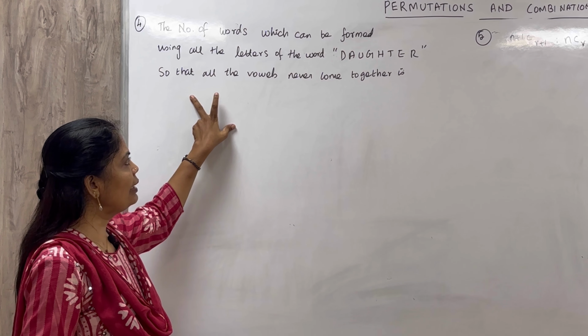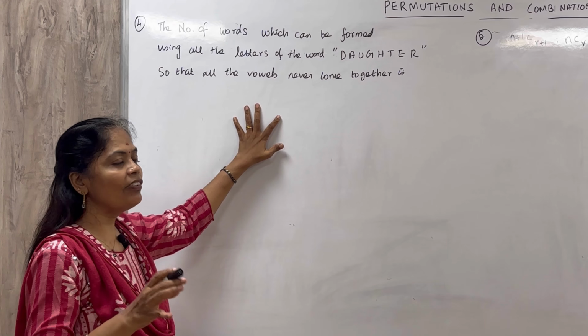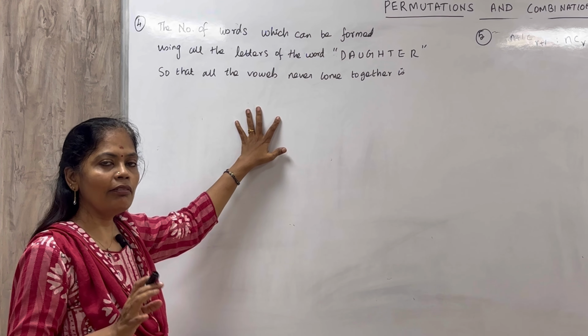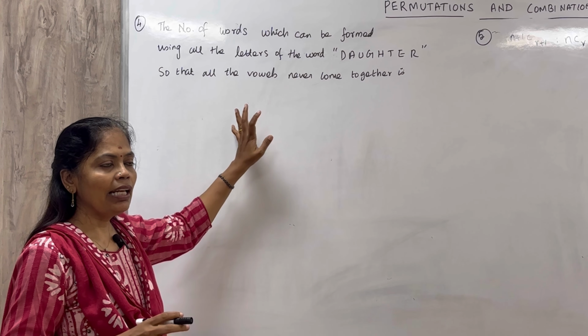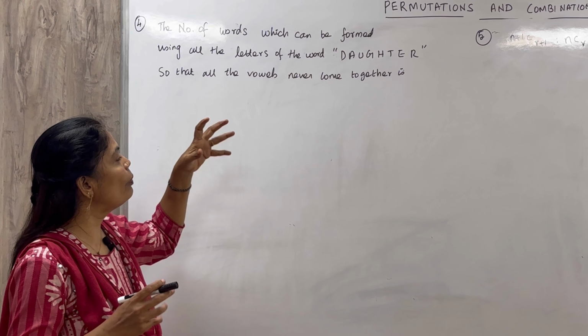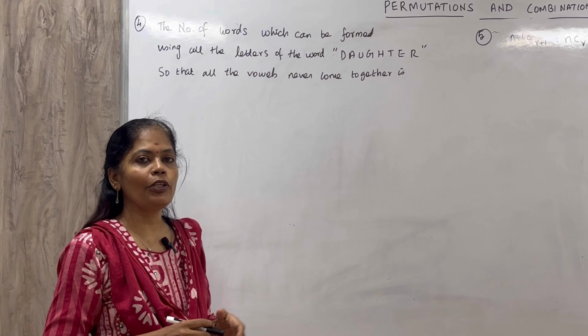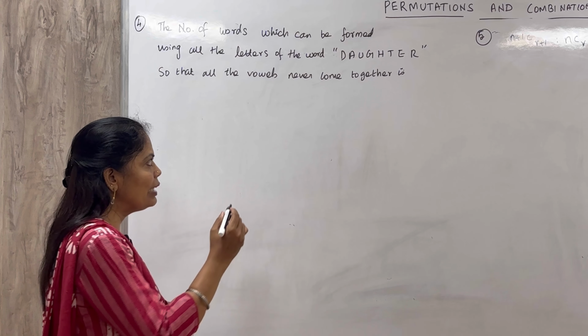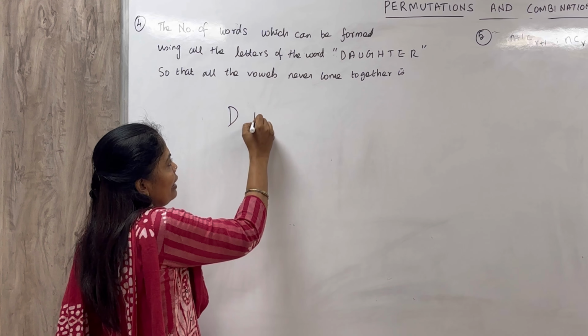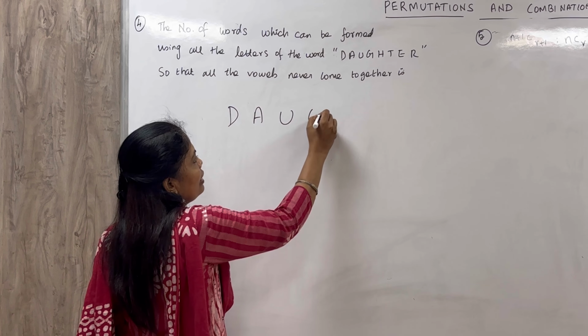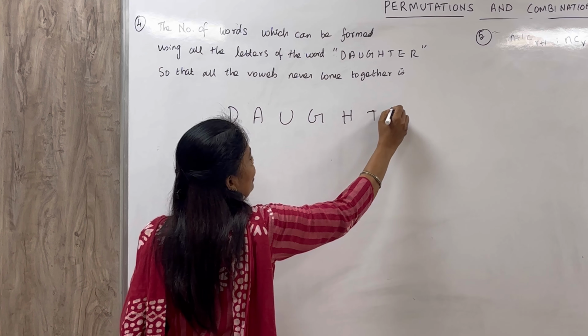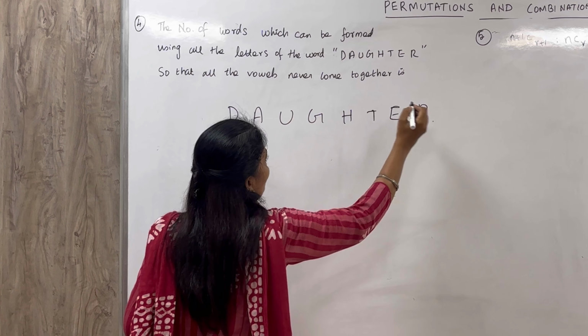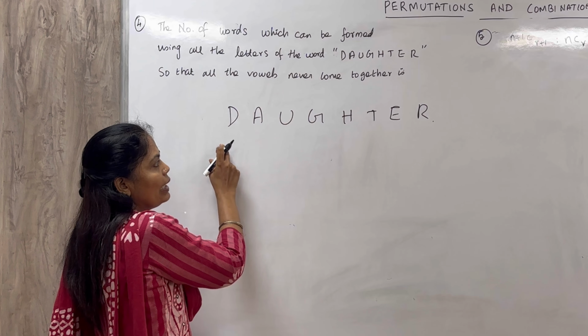Okay, so that all the vowels never come together. The vowels should not come together. Like that, how many words can we form using the word DAUGHTER? First, you see how many letters are there. DAUGHTER. Okay, so in that, how many letters are there?